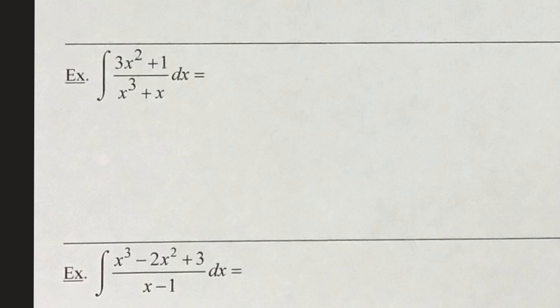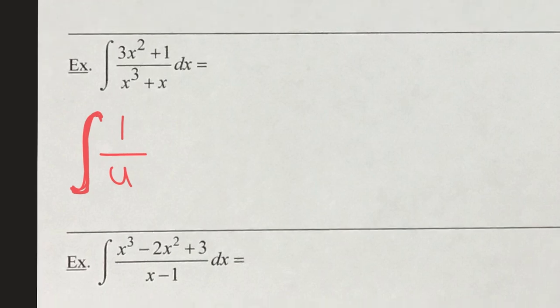Okay? So notice in the top example, we have a cubic on the bottom and a square on the top. The denominator has a larger power than the numerator. In this situation, you're going to be thinking about the natural log antiderivative, trying to create a 1 over u situation, when we have the denominator that's bigger than the numerator.